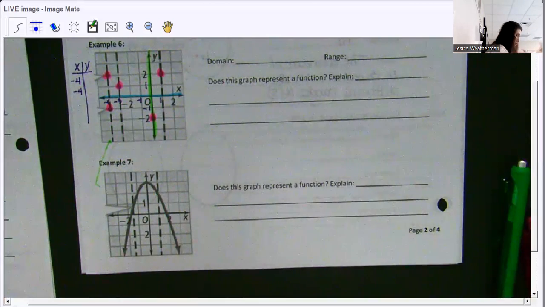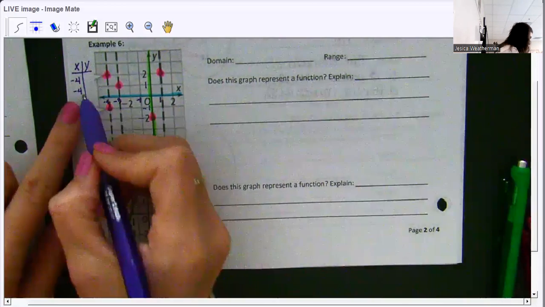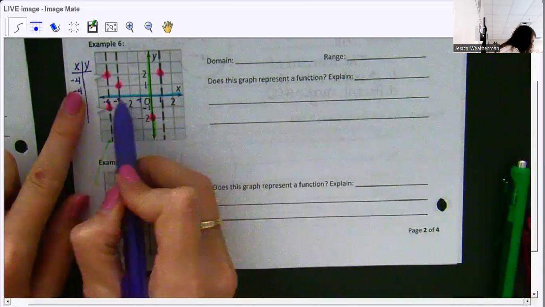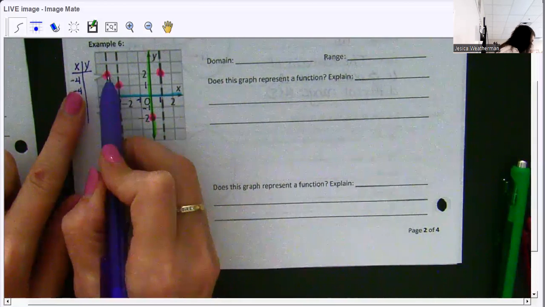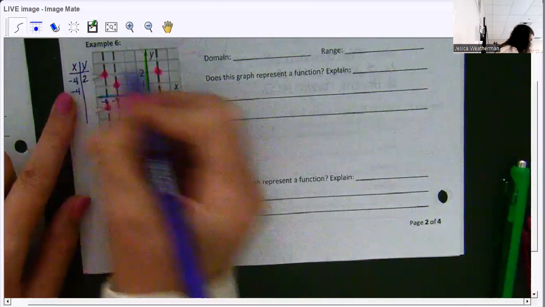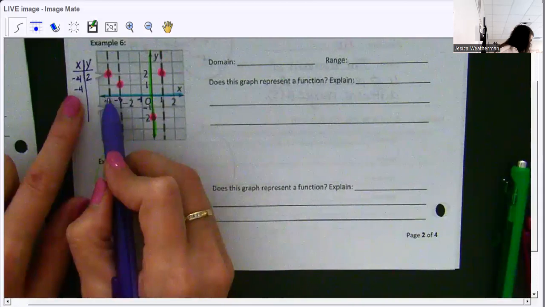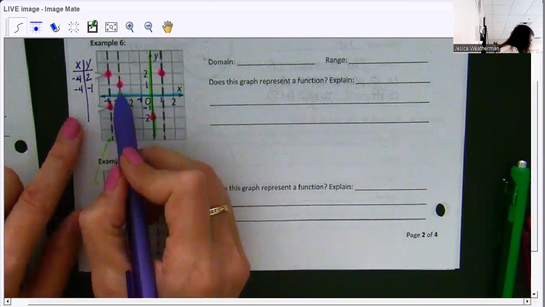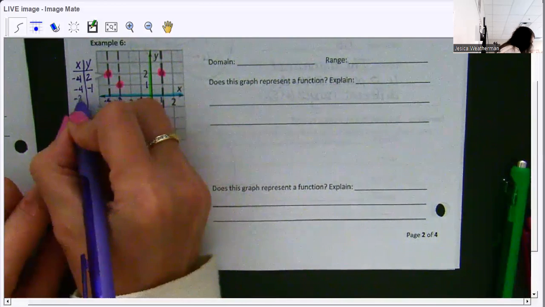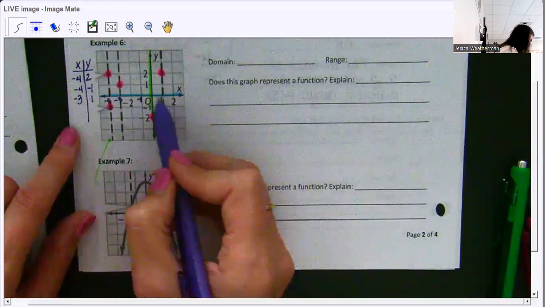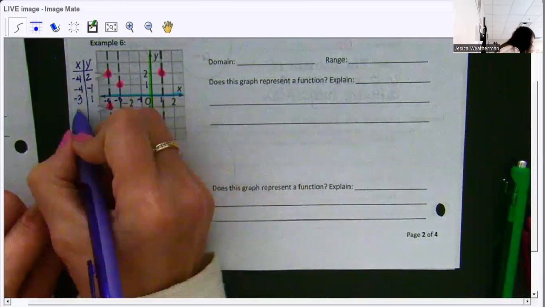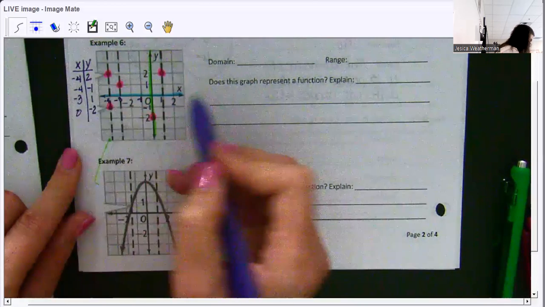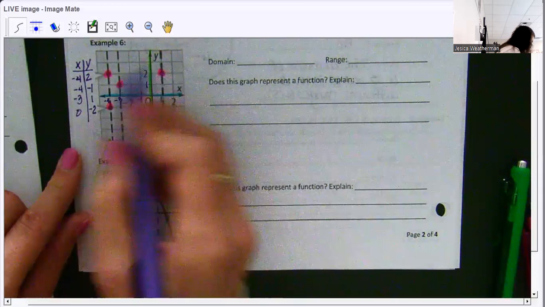All right, I'm going to write them in my table though. So my first ordered pair would be -4, 2. My next ordered pair is -4, -1. Then I have -3, 1. Then I have 0, -2. And then I have 1, 2.